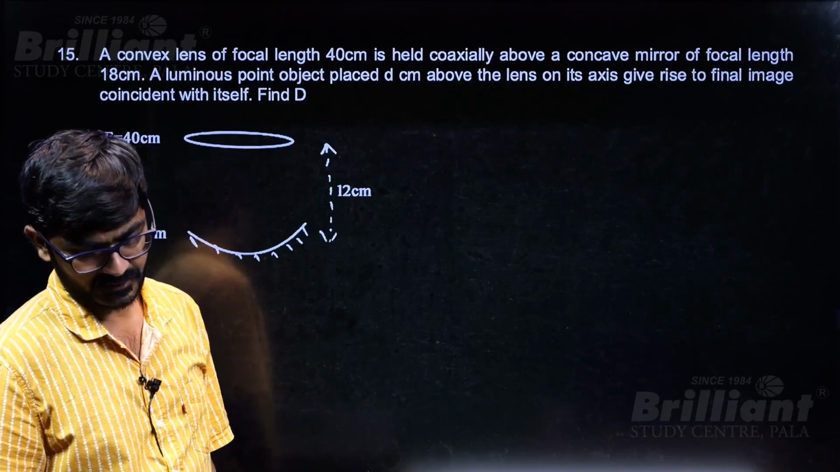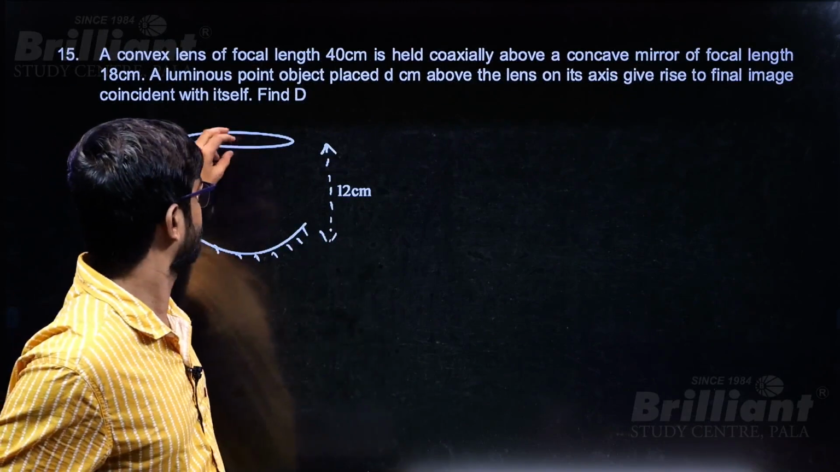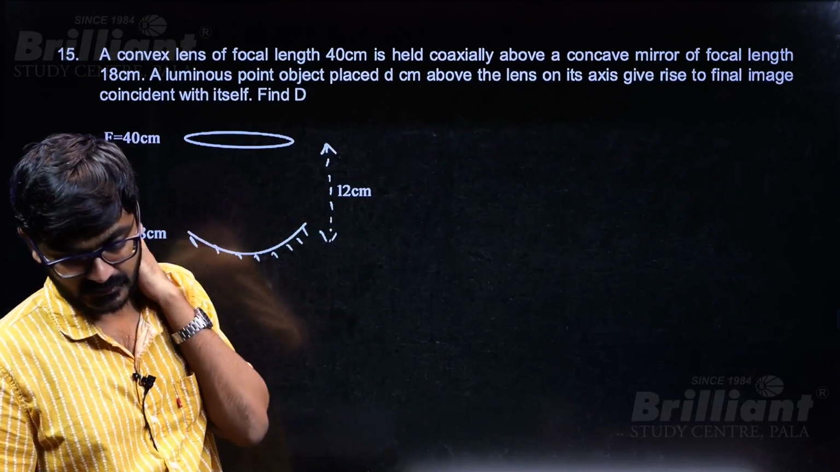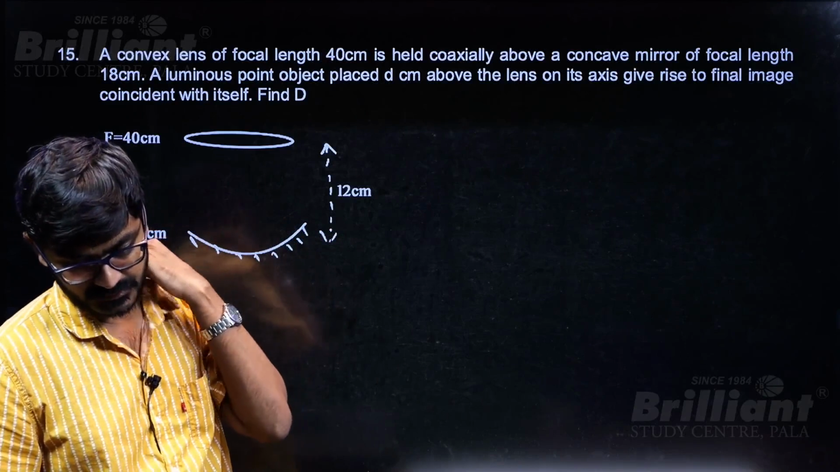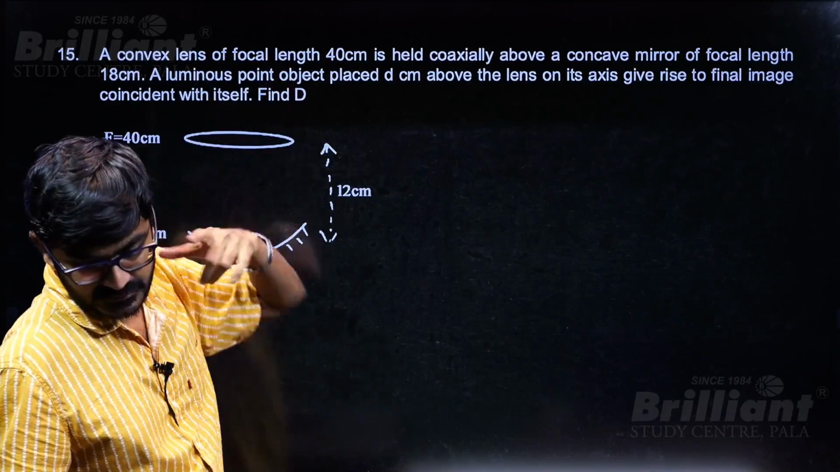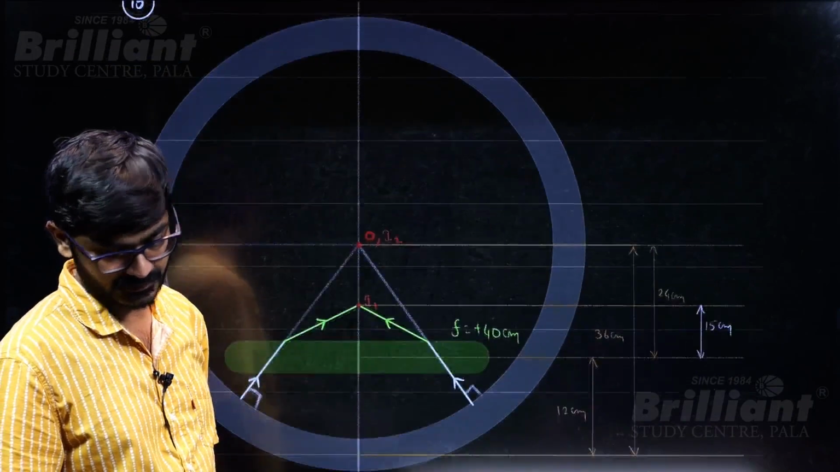The next question goes like, a convex lens of focal length 40 centimeter is held, convex 40 centimeter, so it is converging, plus 40, held coaxially above a concave mirror of focal length 18 centimeter, with a luminous point object placed d centimeter above the lens. So the final image is forming at the same point. Again we are going to go with the same trick.